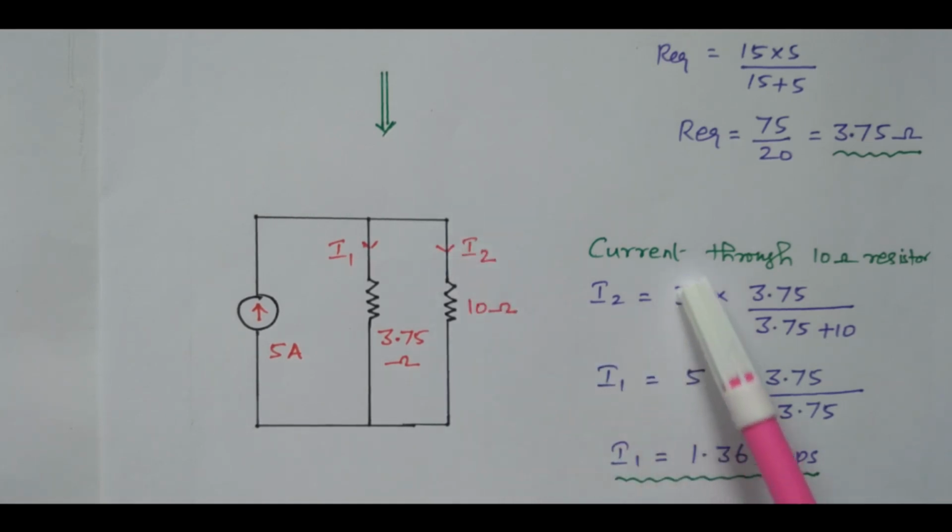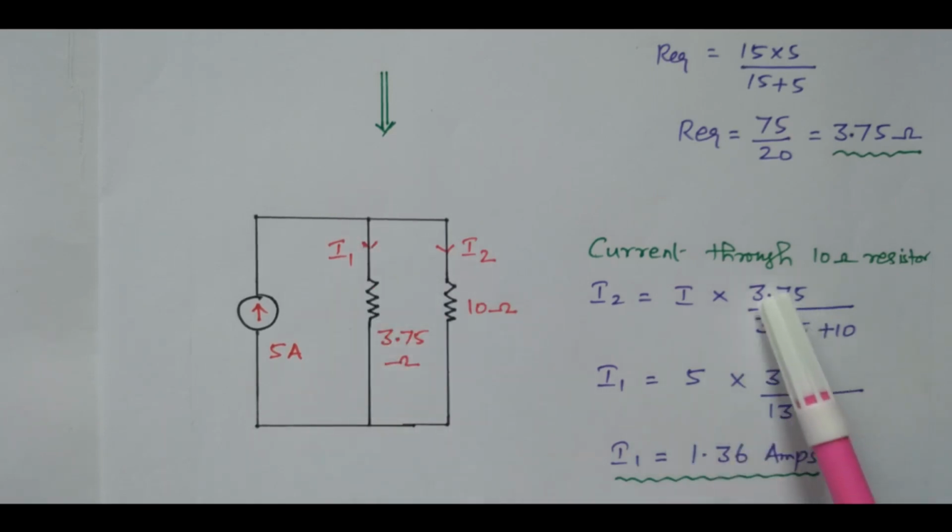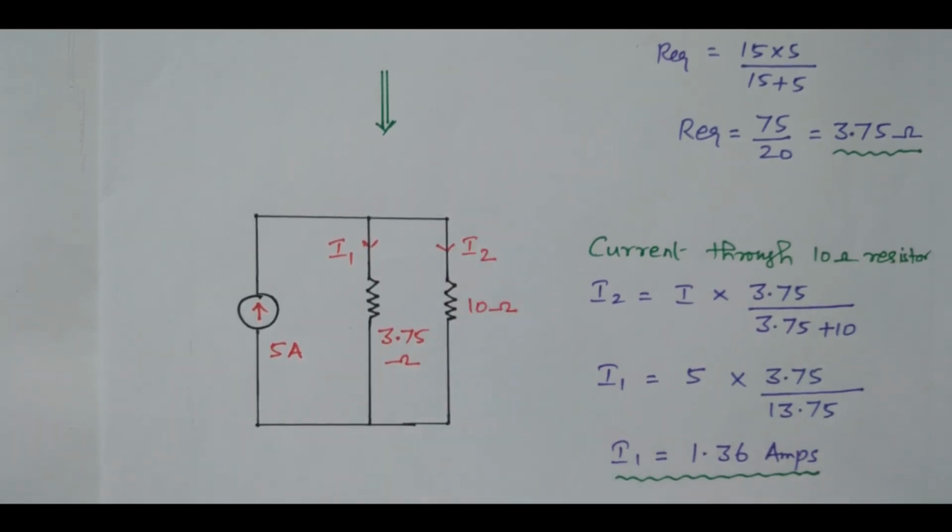That is equal to the total current multiplied by the other branch resistor. We need the current through the 10 ohm resistor, so we need to multiply with the other branch resistor 3.75 divided by the total resistance 3.75 plus 10. So I2 equals the total current 5 into 3.75 divided by 13.75. That is equal to 1.36 ampere. So the current flowing through this 10 ohm resistor is 1.36 ampere.